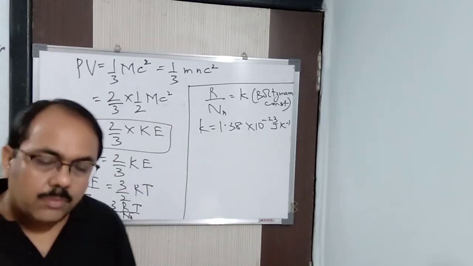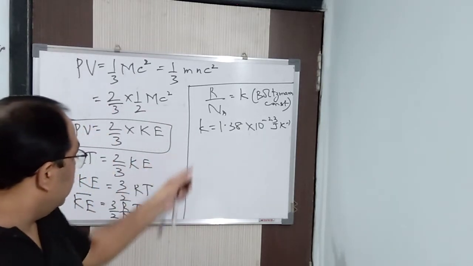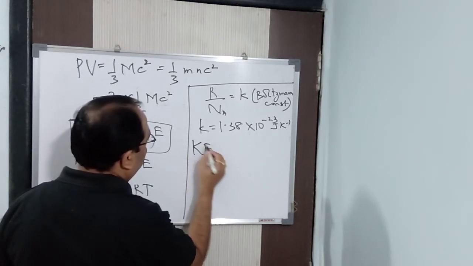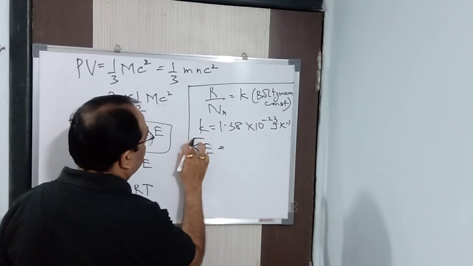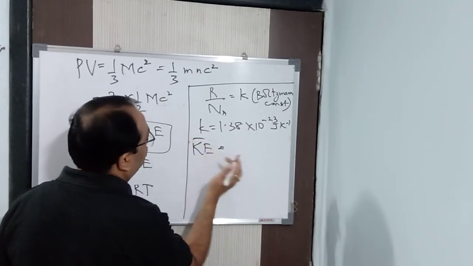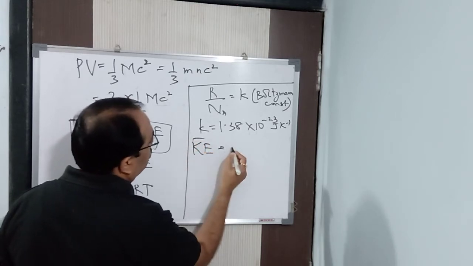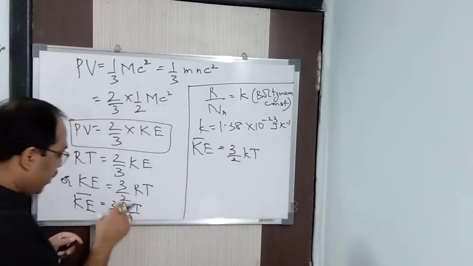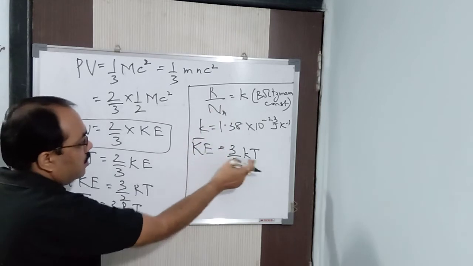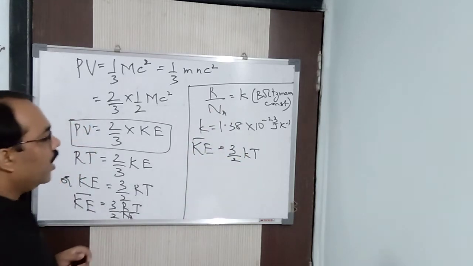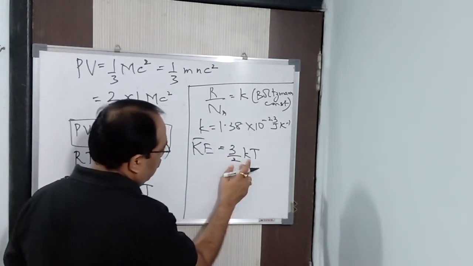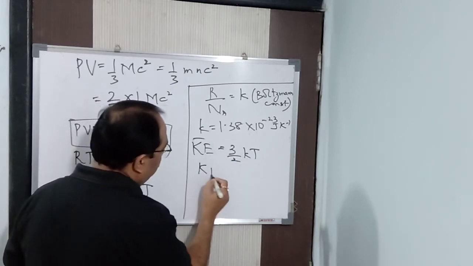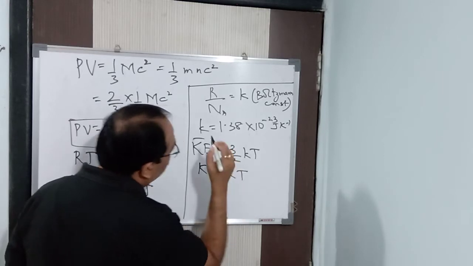Now what did we get? The average kinetic energy, KE dash, I can write as 3 by 2 KT. Isn't it? R by Na is K, the Boltzmann constant, so 3 by 2 KT. This Boltzmann constant is a constant, a scalar quantity. That means KE is directly proportional to T.